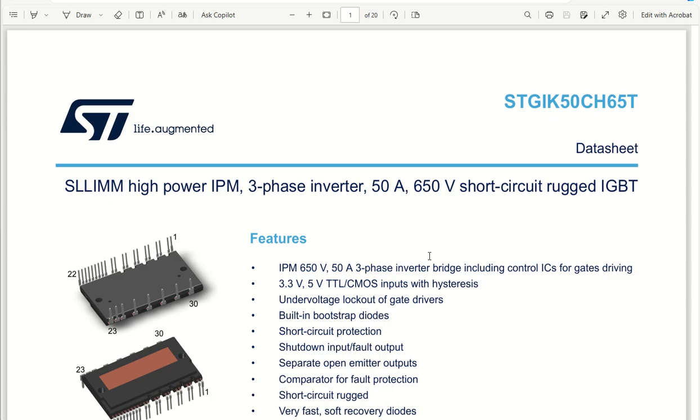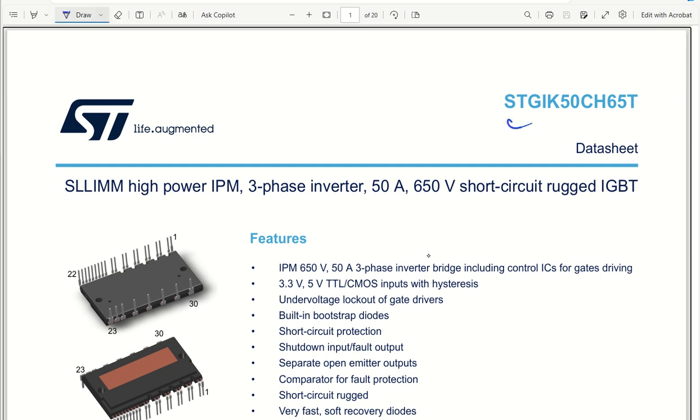Basically, these intelligent power modules, I have taken a very basic one, which is the STGIK50CH65T. This is a slim high power IPM which has a 3-phase inverter with 50 ampere capacity and 650 volt short circuit rugged IGBTs.